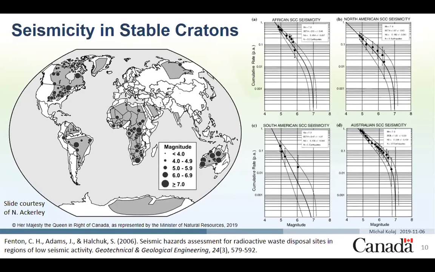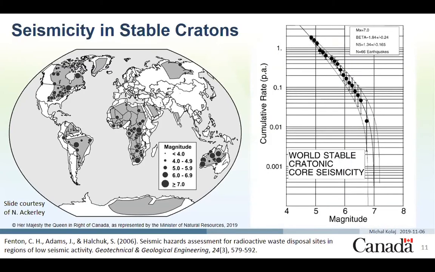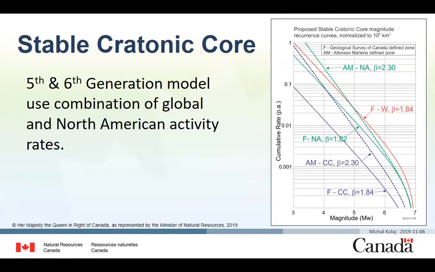And then we combine all of these in order to help better characterize the rates. And so we combine them into what we call a world stable craton core seismicity. And then we include different versions of this in a kind of a logic tree format to try and assess what the rates are in the stable cratonic core in Canada. And these rates are relatively small, but they're still important because there's still the potential for hazard.